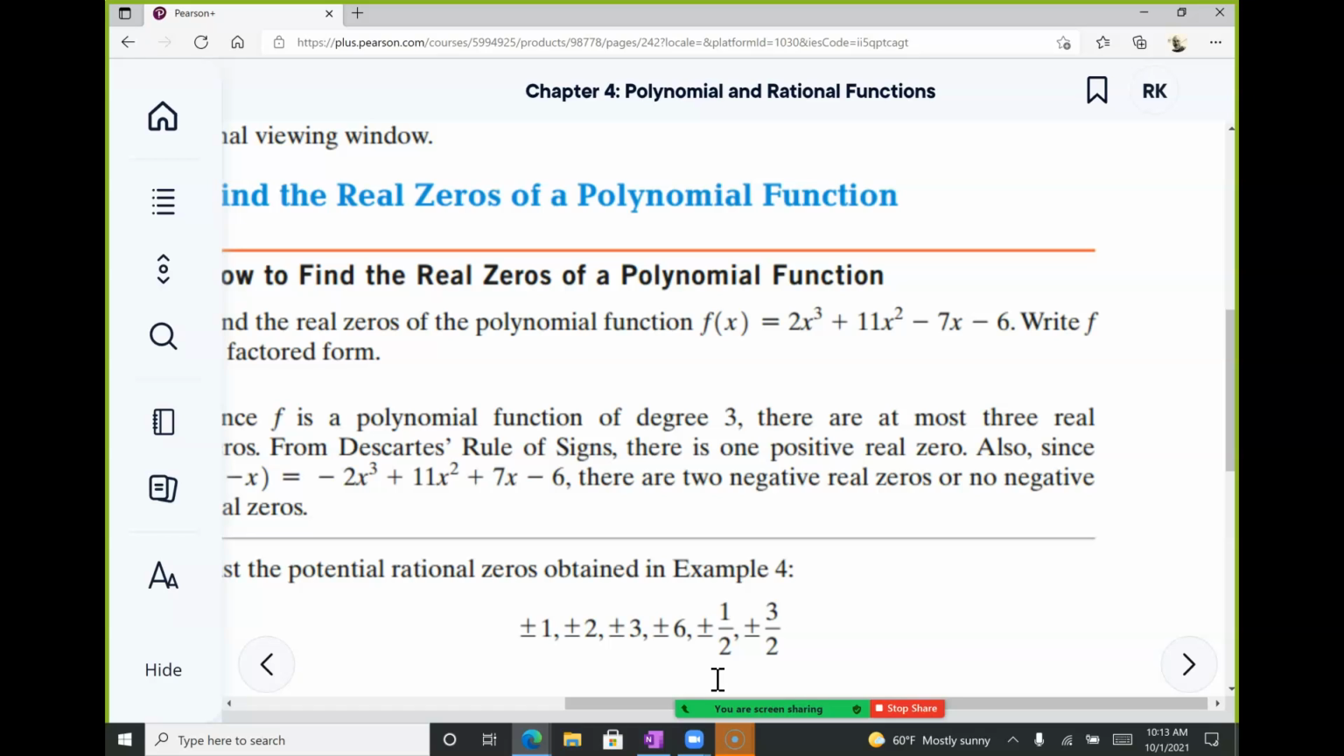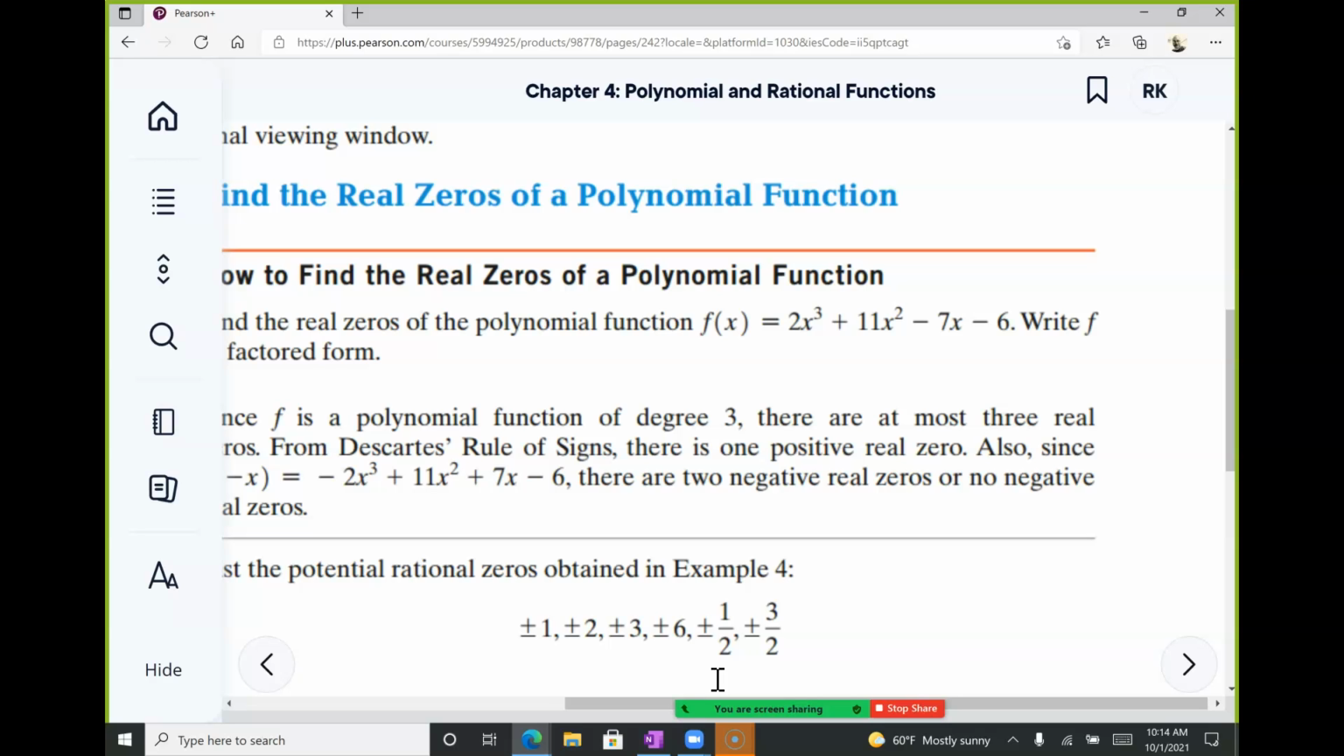So René Descartes' rule of signs says, look at the sign changes in the function itself, and it will tell you how many positive roots you'll have, plus 2, plus 4. So I could either have 1 positive root or I could have 3 positive roots.